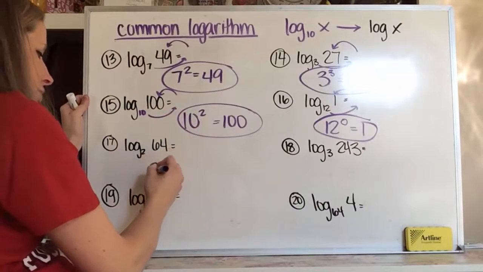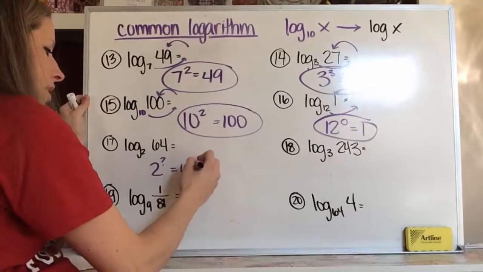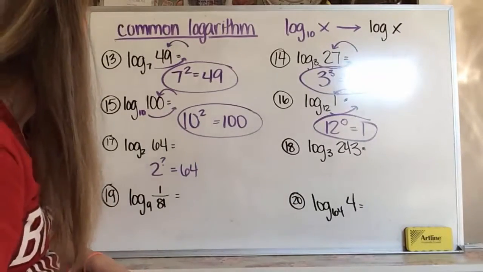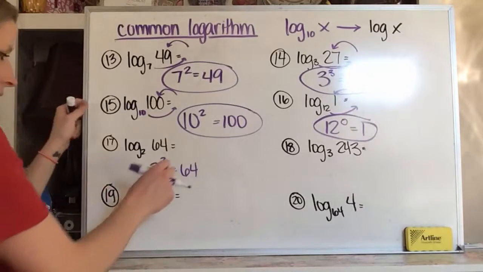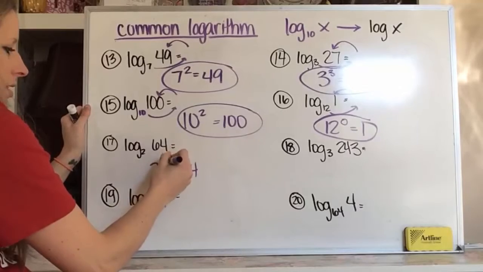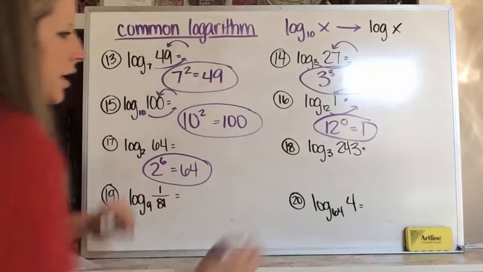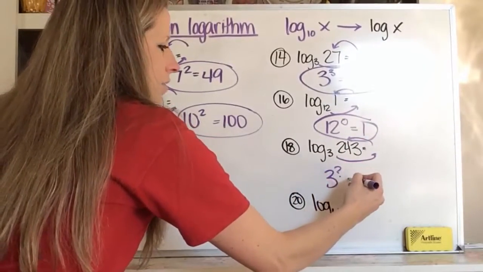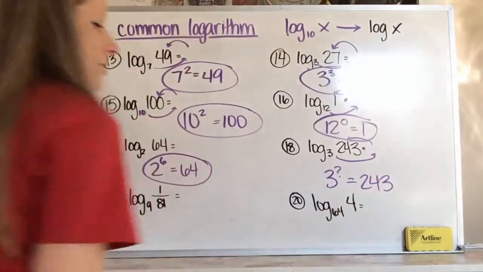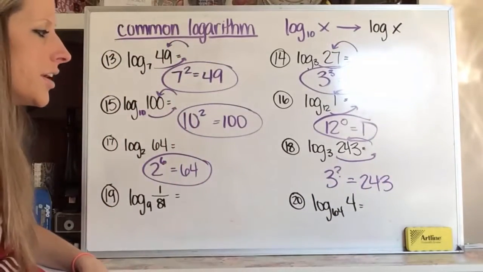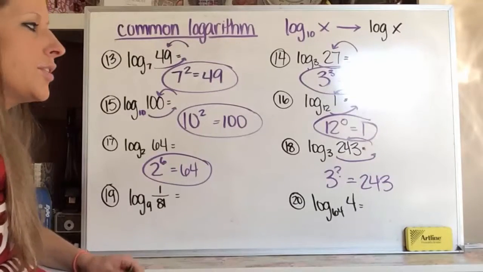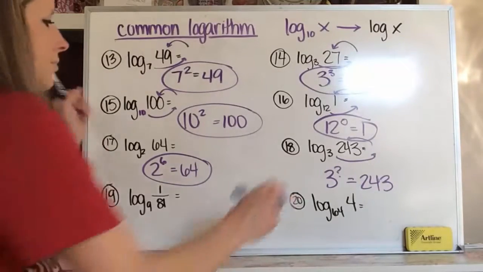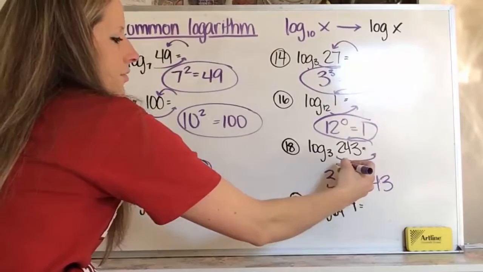Alright, 17, 2 to the what power gives me 64. So guess and check on your calculator if you're not sure. You should get 2 to the 6th. 18, I'm going to work counterclockwise here. So 3 to the what gives me 243. Okay, guess and check in your calculator. 3 to the what equals 243? 3 squared, 3 cubed, 3 to the 4th. Should get 3 to the 5th power.